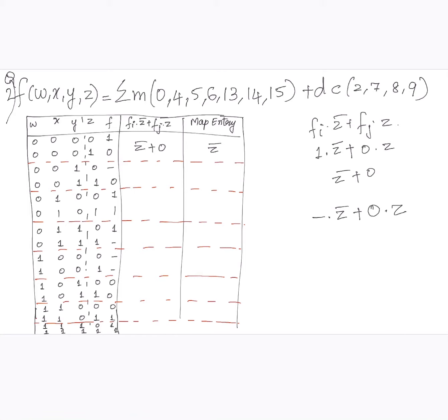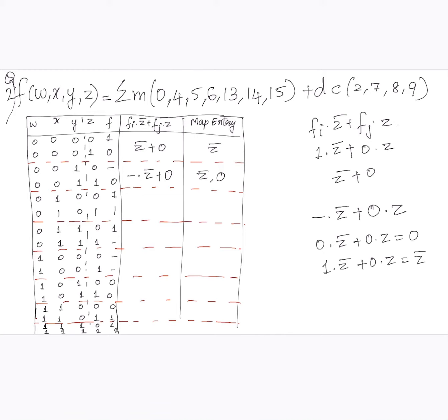Dash means it can be either 0 or 1. So 0 into z bar plus 0 into z, so this corresponds to 0. Next value is 1 into z bar plus 0 into z, which corresponds to z bar. Then here we write dash into z bar plus 0, which corresponds to z bar comma 0.